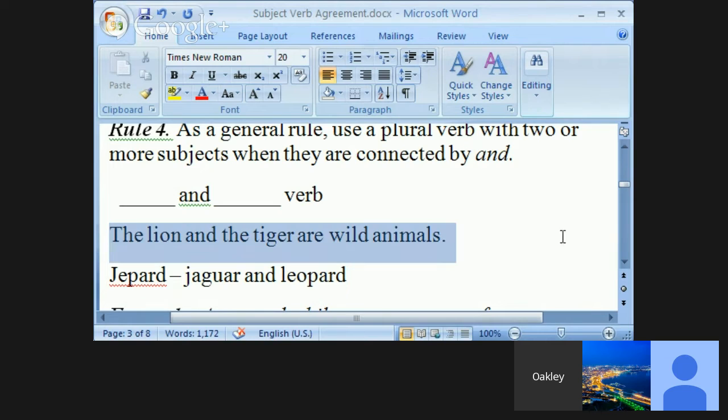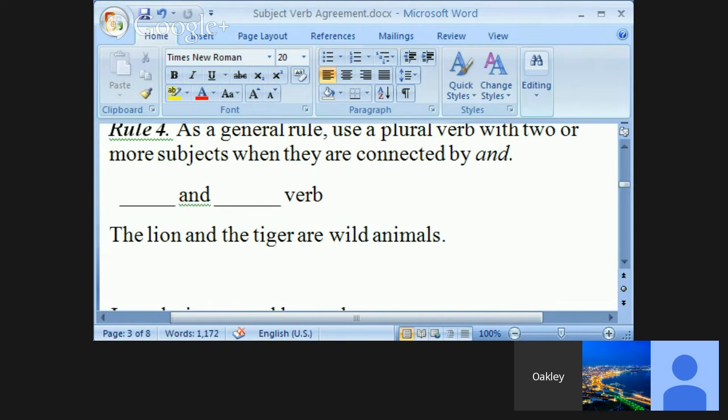Anyway, this is the idea. Lions and tigers are wild animals. The lion and the tiger are wild animals. Actually, it wouldn't make any difference here. Both of these sentences are correct. Let me show you. Okay, I'll use the plural to show the general. Are wild animals. Okay, both of these sentences are correct. You really can't go wrong.